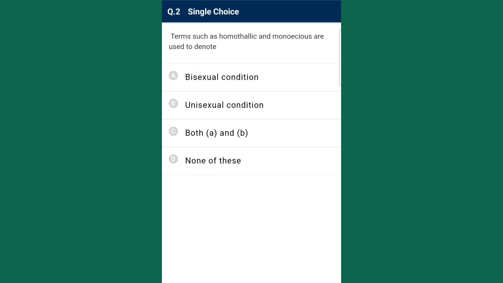Question number 2. Terms such as homothallic and monoecious are used to denote. Plants may have both male and female reproductive structures in the same plant, that is called bisexual, or in different plants, called unisexual. In several fungi, the terms homothallic and monoecious are used to denote the bisexual condition, and heterothallic and dioecious are the terms used to describe unisexual conditions. The answer is option A, bisexual condition.